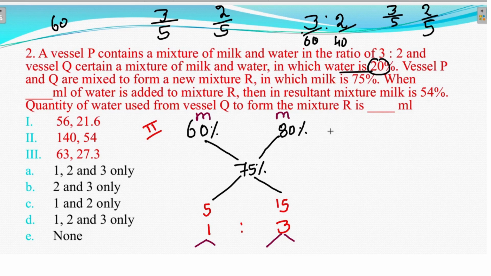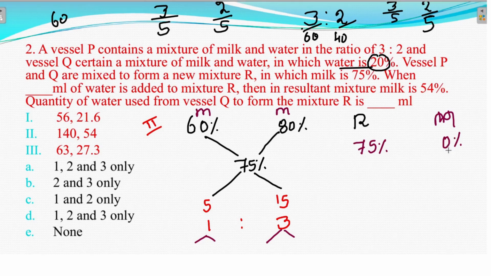Now the next statement. Again you take vessel R. In vessel R, we have 75% milk and 25% water. Now you will add water again. Whenever you add water, it is always pure water, which means 100% water, so milk will be 0%.